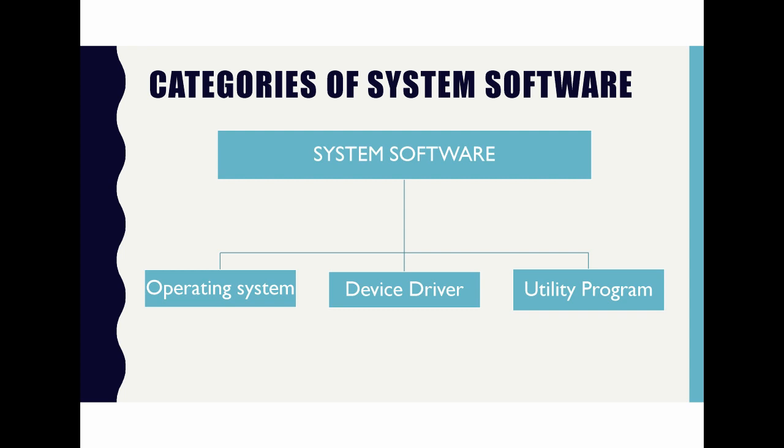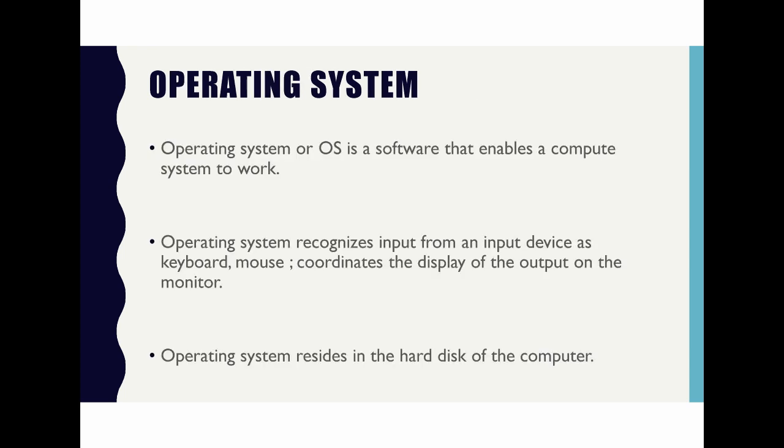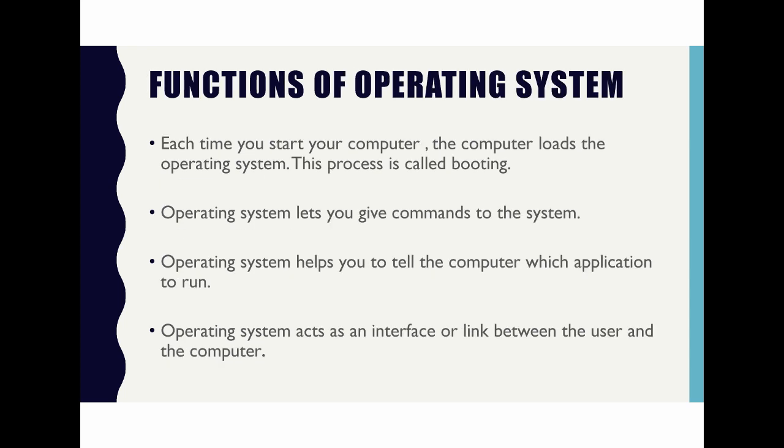After that, we have discussed operating system. Actually, what an operating system is, let us recall. Operating system or OS is software that enables a computer system to work. Operating system also resides in the hard drive of the computer. We have learned about the functions of the operating system. Operating system lets you give commands to the system. Operating system acts as an interface between user and the computer.